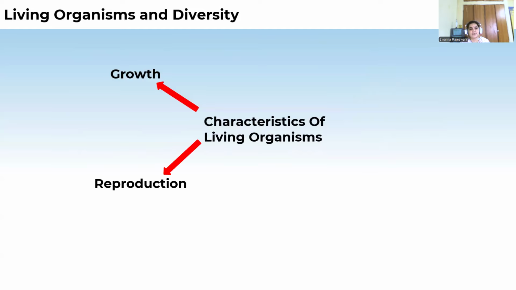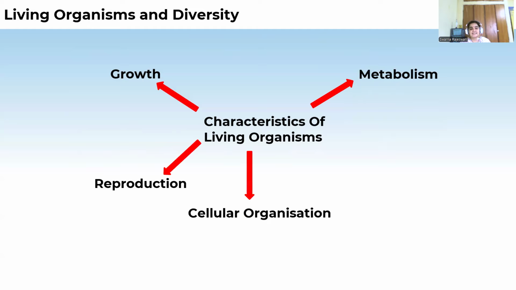The second most important thing is reproduction. It is also one of the important characters, which is an increase in the progeny of the same organism. Then the third character is metabolism. And another character is called cellular organization and consciousness. So these are the main five characters that living organisms have.